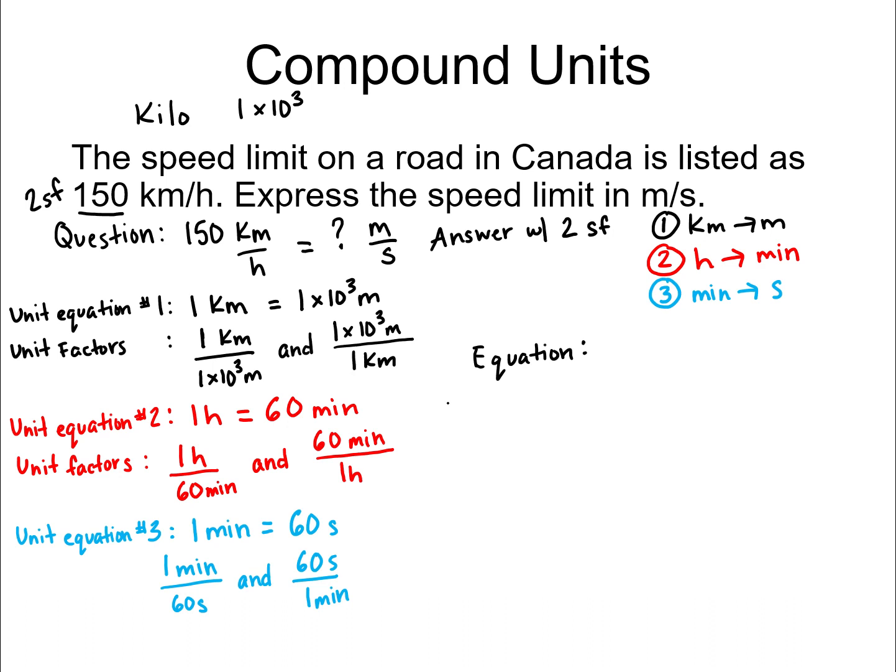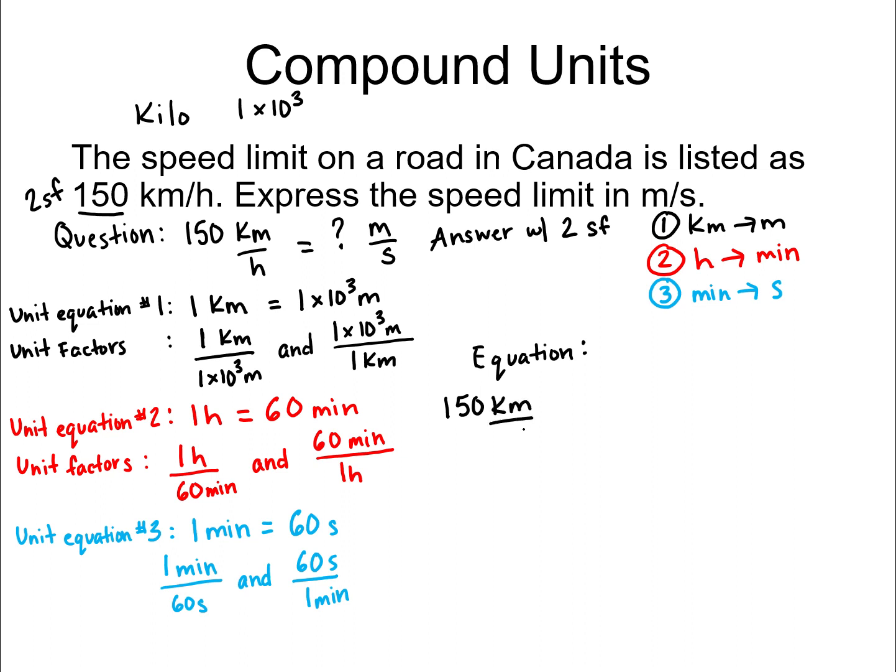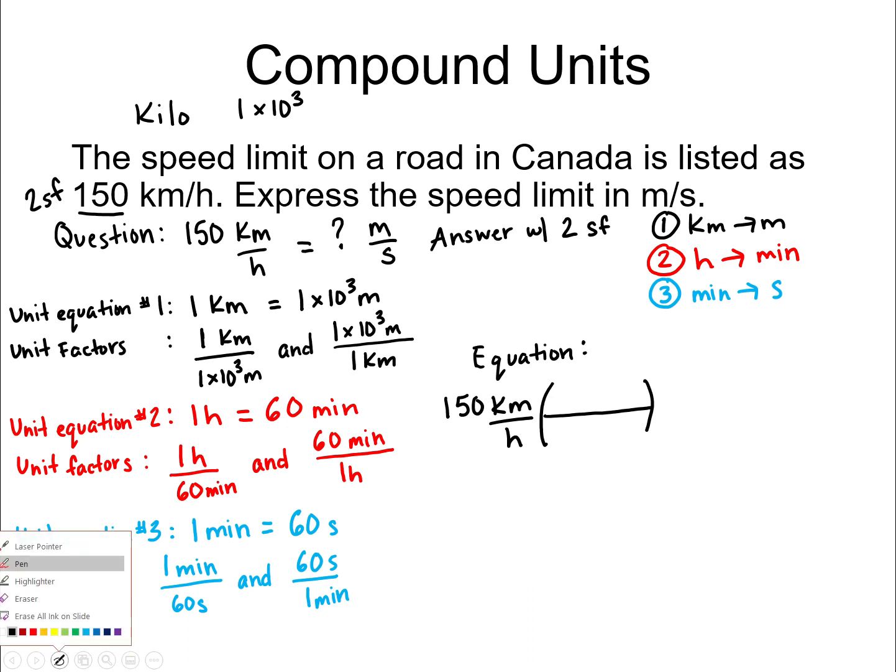We're starting with 150 kilometers per hour. And again, be very intentional when you're writing these unit factors in your units. You want to keep your numerators and denominators straight. We're going to go full color on these because there's a lot going on.